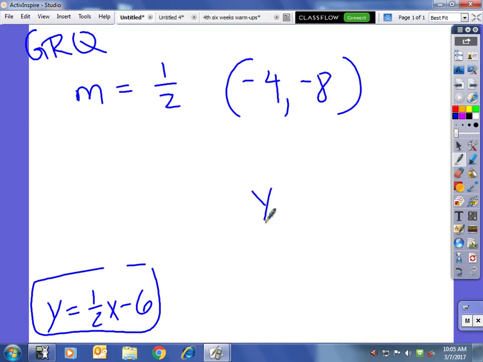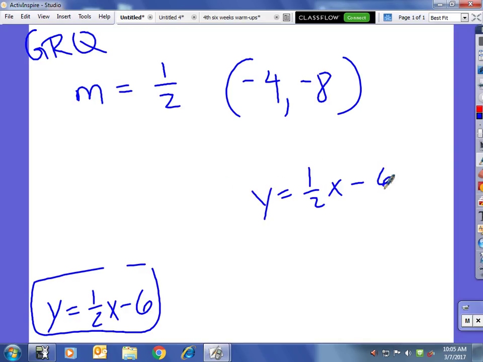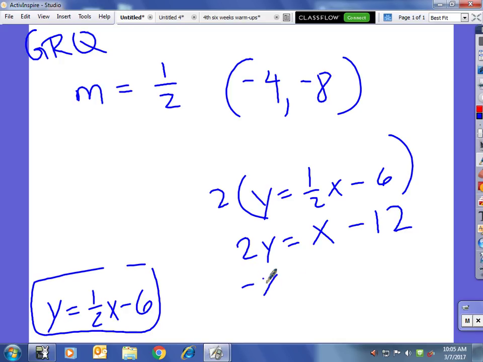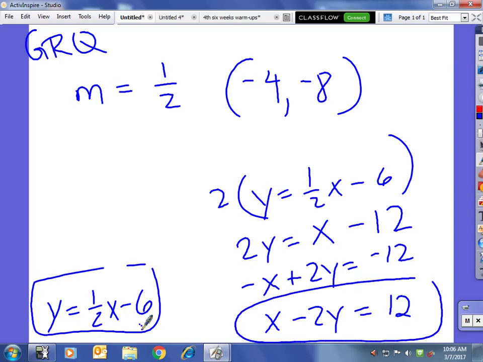So I have y equals 1/2 x minus 6. I'm going to double everything to get rid of that fraction. That would give me 2y equals 1x minus 12. I could move the x's over. Negative x plus 2y equals negative 12. And I just want all the x's to be positive just to make my life easier. So what would your final answer be? x minus 2y equals 12. So here is your slope-intercept. Here is your standard. And that's the main part of the test right there.